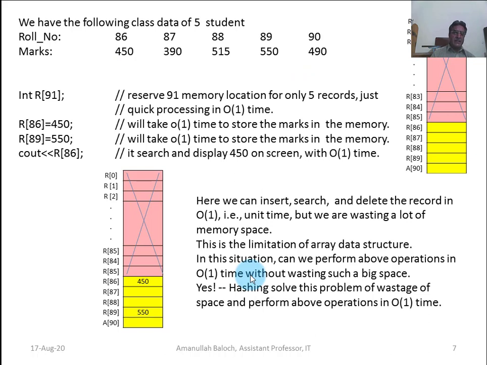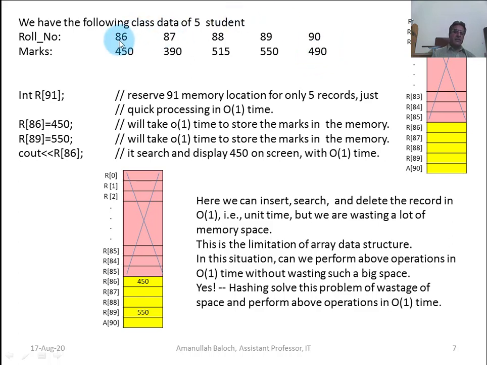You can understand it here. We have the following class data of 5 students, not 10,000, because we cannot manage 10,000 students. Roll number 86, marks 450. Roll number 87, marks 390, and roll number 88, and the marks are 515. Roll number 89, marks are 550. Number 90, and marks are 490.